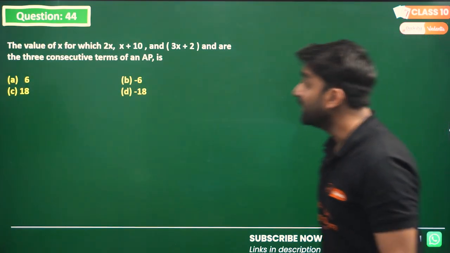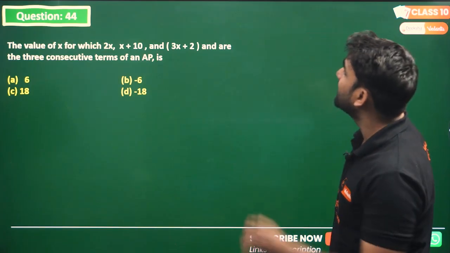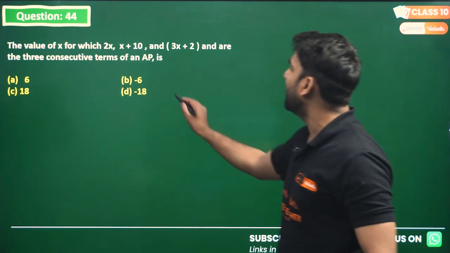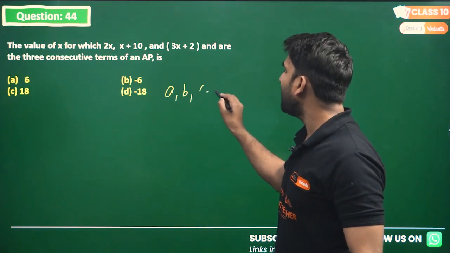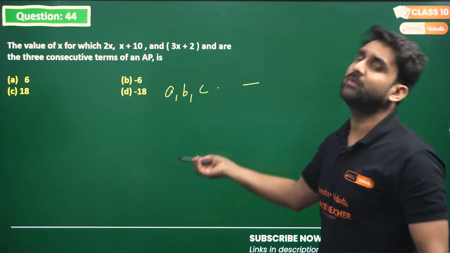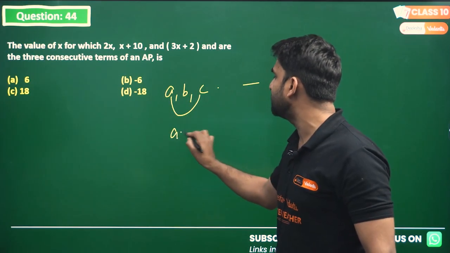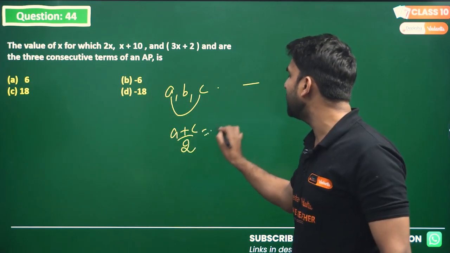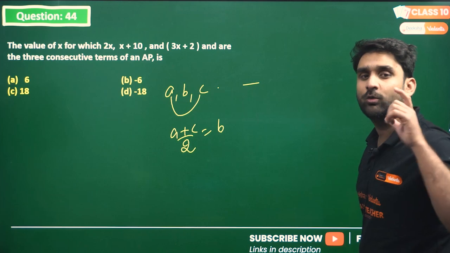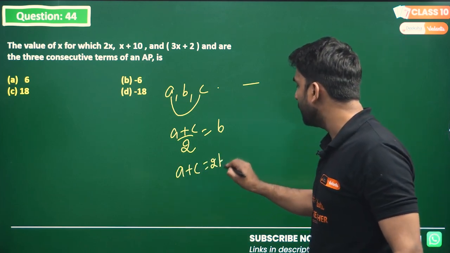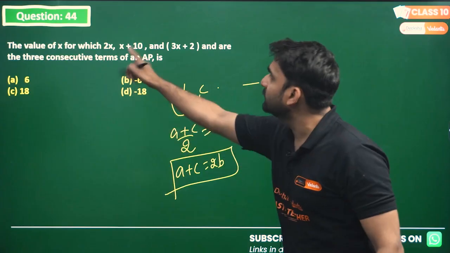Question number 44. The value of x for which this and this are 3 consecutive terms of an AP. Let me tell you, my dear, if A, B, C are the consecutive terms of an AP, it implies that the arithmetic mean of the first and third number is always equal to the middle value. So we can write here A plus C will be equal to 2B, my dear. So you guys can also apply here.